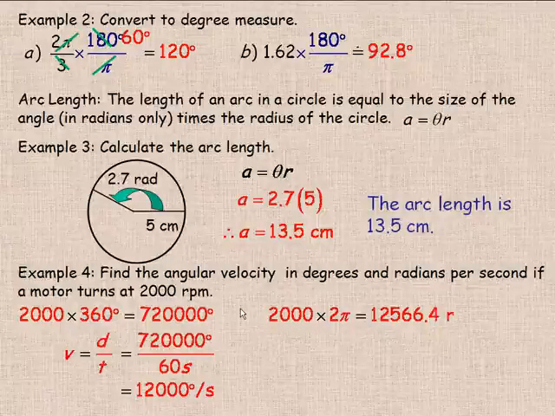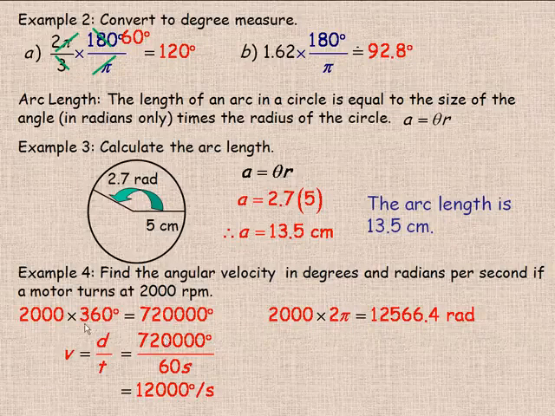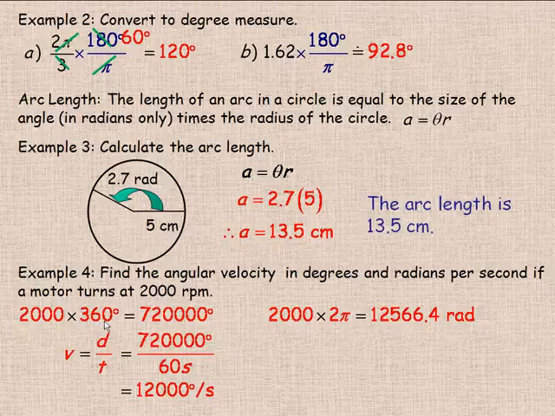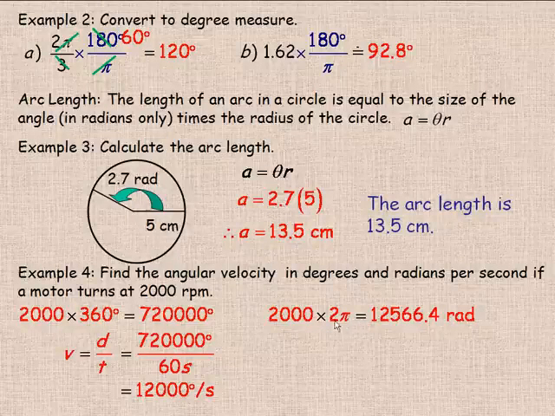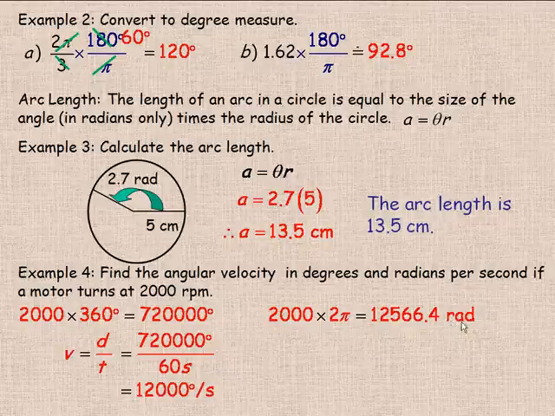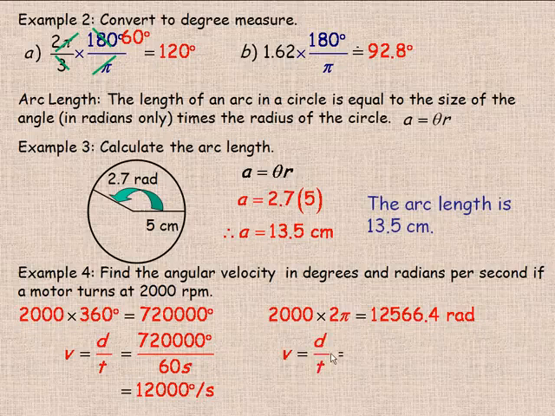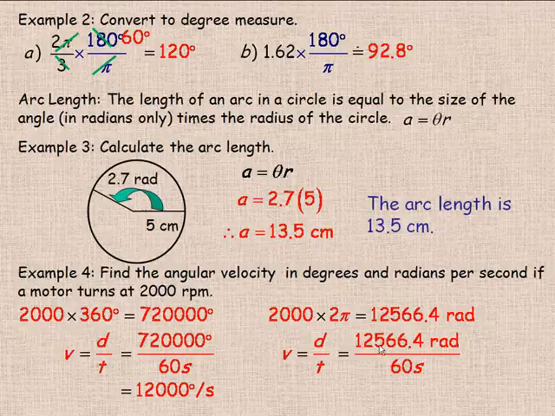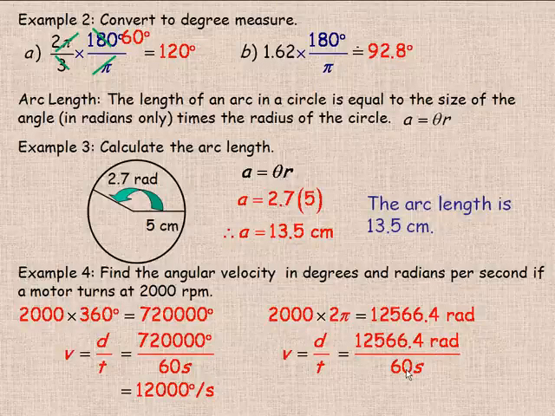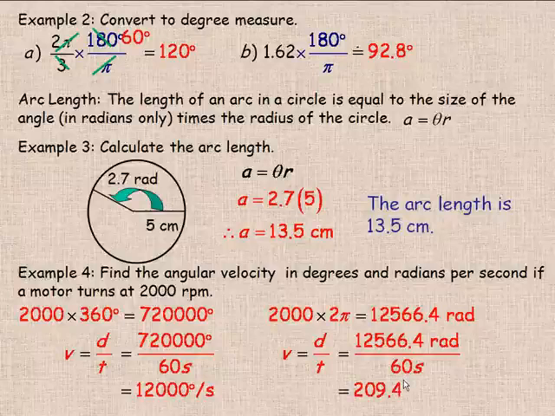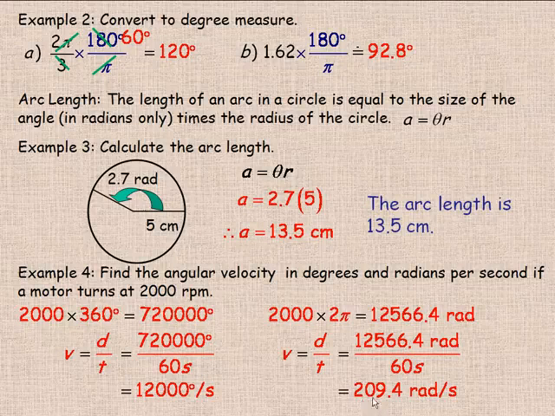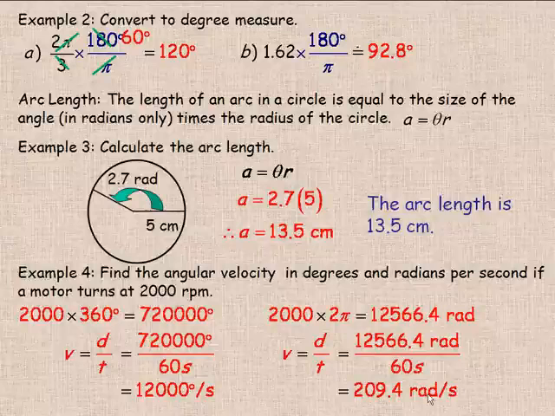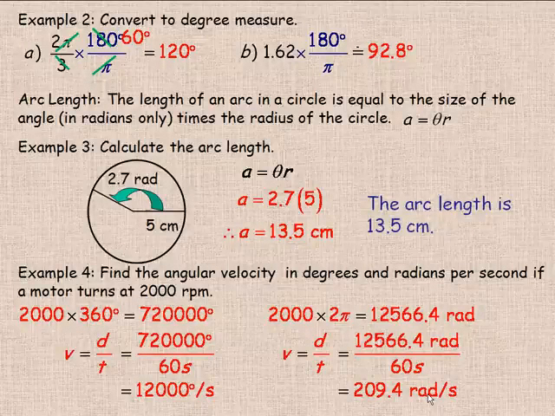To calculate the size of the angle in radians, 360 degrees is a full circle revolution in degrees. In radians it's 2 pi. And so I multiplied 2,000 by 2 pi to get 12,566.4 radians. And so, same as before, velocity is distance over time, so I've revolved through 12,566.4 radians in 60 seconds. And so we divide that out, and so the angular velocity in radians per second is about 209.4 radians per second. And that's the end of the lesson.